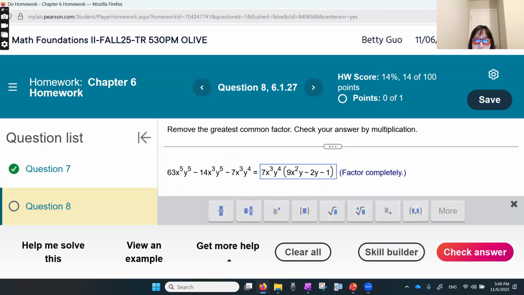Double check by distributing. 7 times 9, 63. X cubed, x squared, x fifth. Y fourth, y fifth. And minus 14, x cubed times y to the power of 5th, right? And minus 7x cubed, y fourth. Yeah, that's correct. All right, always double check by distributing. Inside the parentheses is not factorable.